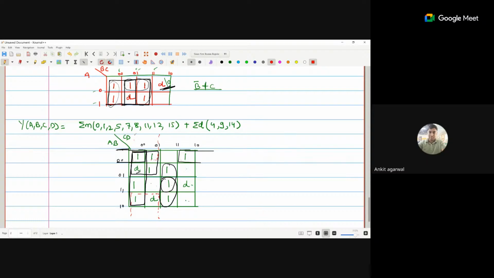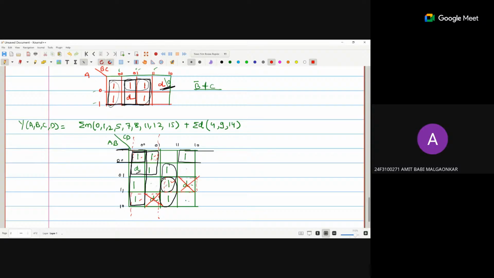Is it clear? This one is considered, this one is already considered, this one is already considered. So why create an extra group? Similarly, this way you can create this group also. But this one is already considered, for the upper one as well as the lower one. So we don't need to consider that. We are not considering that one.